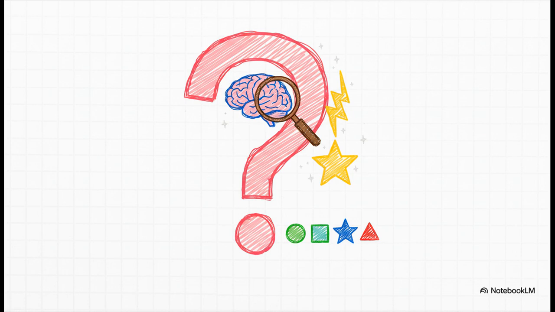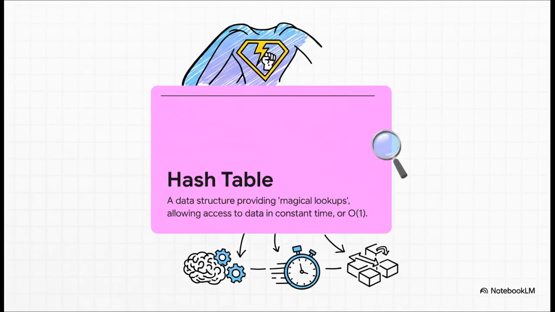What if, for each number, we could just ask a simple question? Hey, have I seen you before? And what if we could get the answer to that question instantly, in just a single step? And that's where our hero comes in, the hash table. It is a data structure designed for exactly this kind of magical lookup.